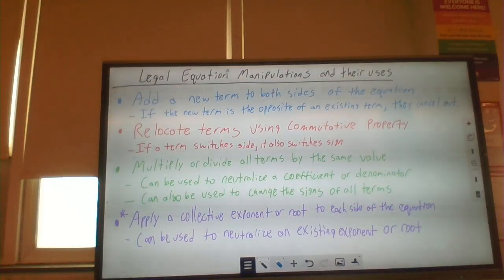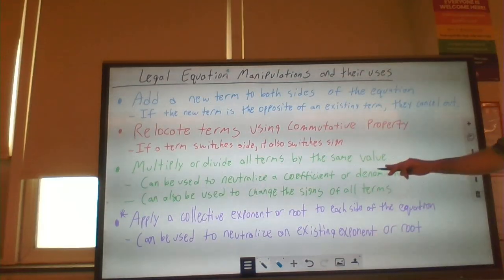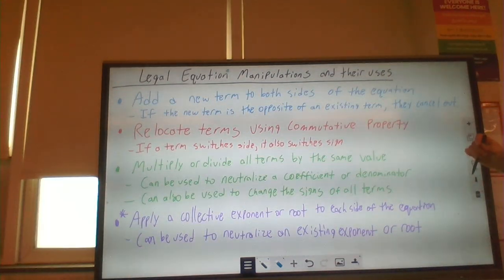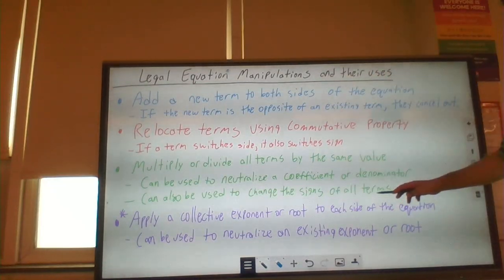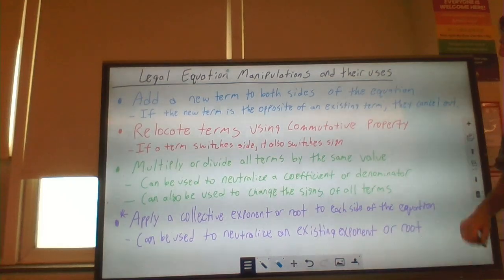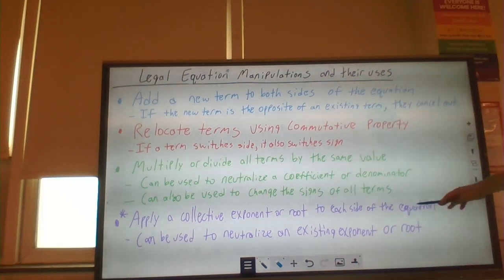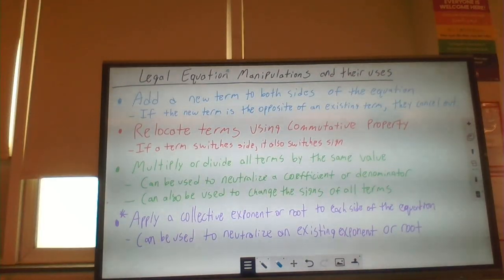You can multiply or divide all terms by the same value. Now, you can do this to, of course, neutralize a coefficient. You can also do it to neutralize a denominator, in case you don't want to have fractions. Or you can even use it to change the signs of all terms. And so I instruct my students about the myriad ways that they can use this to help make their jobs easier. And then, of course, if we're dealing with exponents and roots, which we eventually do, the last manipulation you can do is to apply a collective exponent or root to each side of the equation.